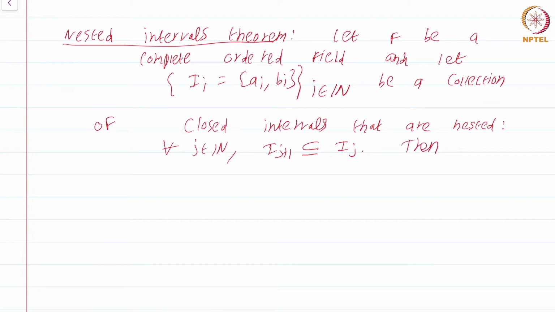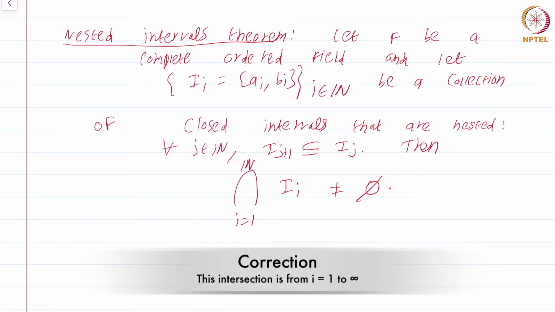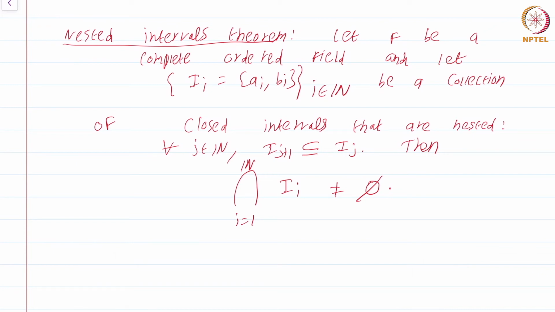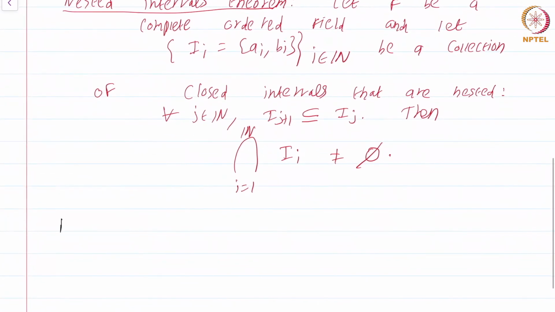Then the intersection over i equals 1 to n of I_i is non-empty. So what this says is I have a collection of closed intervals parameterized by the natural numbers, that is very crucial. Then it turns out that when I take the intersection of all these intervals, I get the empty set. I don't get the empty set, sorry. I completely reversed the conclusion. I don't get the empty set.